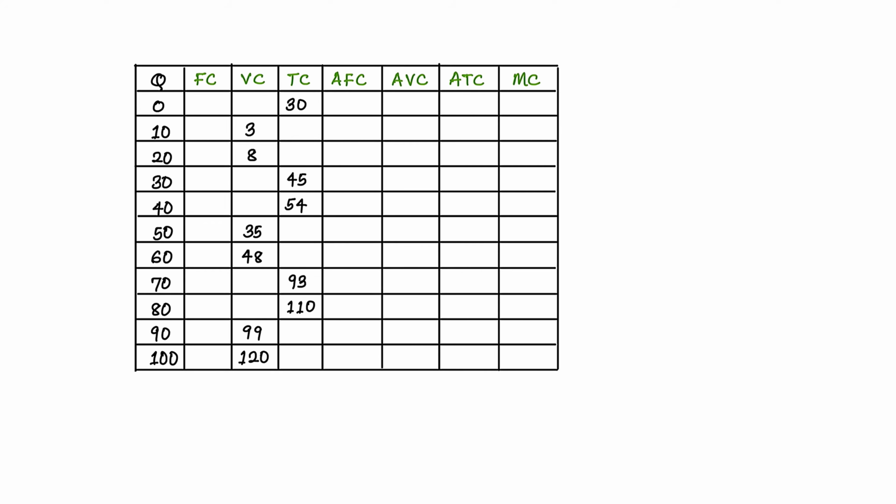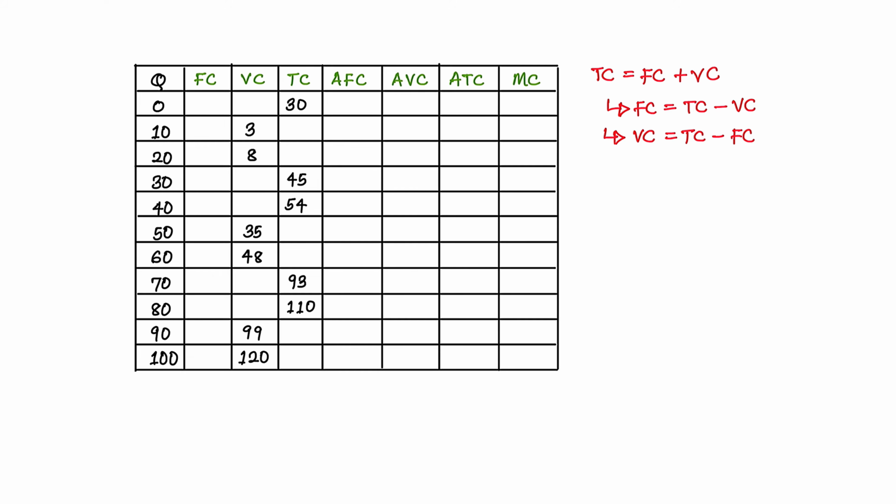Now moving on, calculation of the fixed cost, variable cost, and total cost. First, the calculation of the total cost. So we know that the total cost function is equal to the fixed cost plus the variable cost. And since the total cost is equal to the fixed cost plus variable cost, from here we can derive that the fixed cost is equal to the total cost minus the variable cost. And then we can also find that variable cost is equal to total cost minus fixed cost.